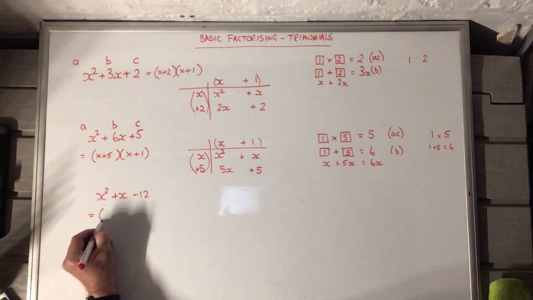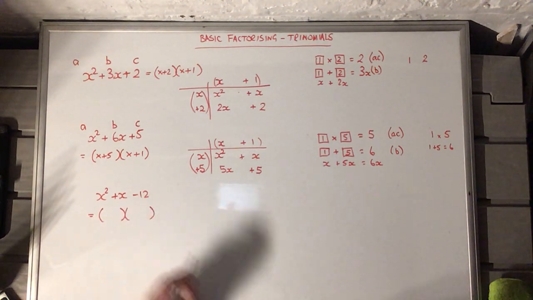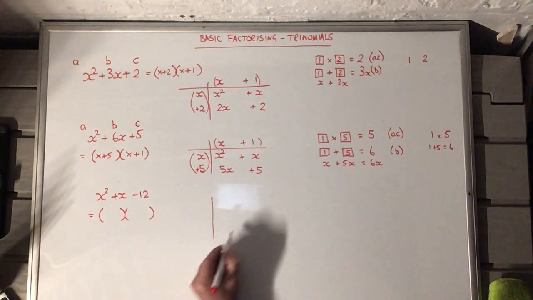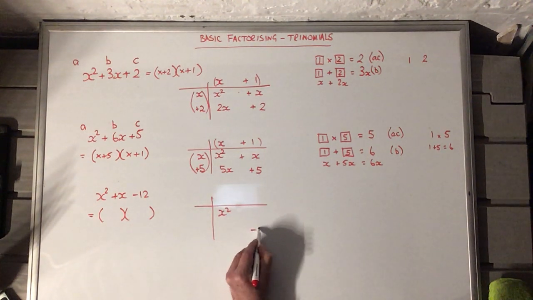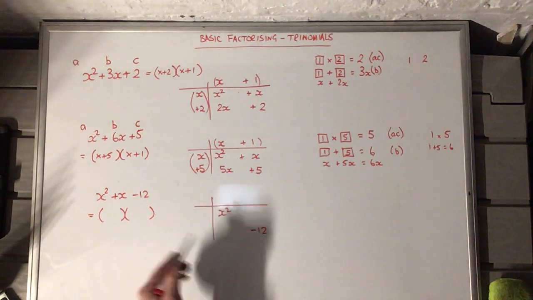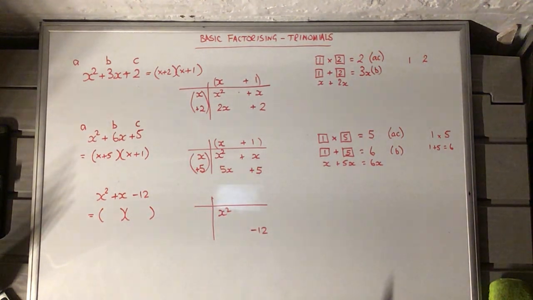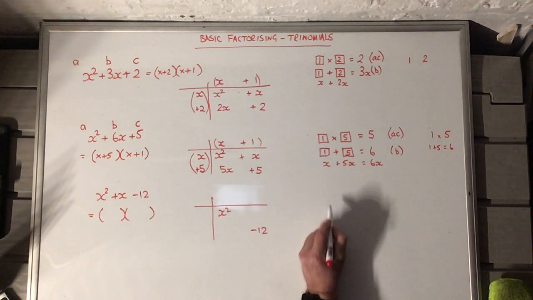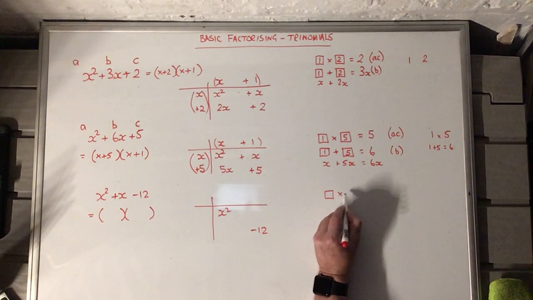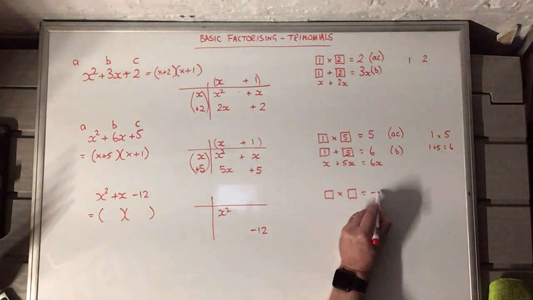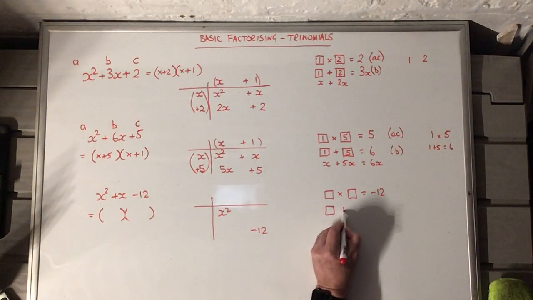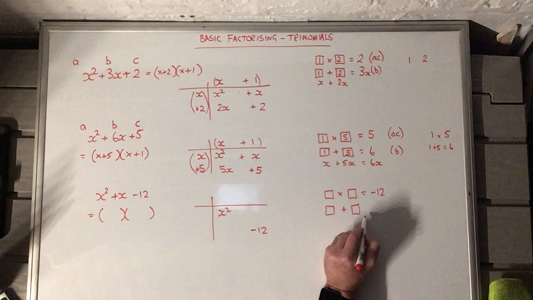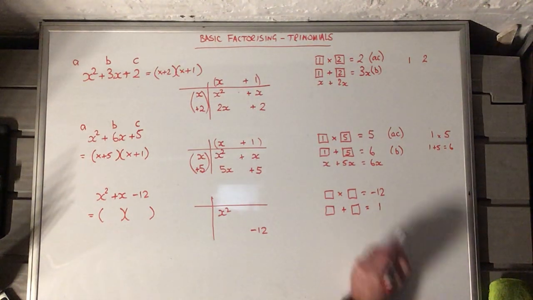Again, we need to put it in a product of two brackets. So set up our grid. X squared goes in here, minus 12 goes down here. So this is the first one we've had a negative in. But we just follow the process and everything should work. So we need two numbers that are going to multiply together to give me negative 12. And the same two numbers must add together to give me a positive 1.